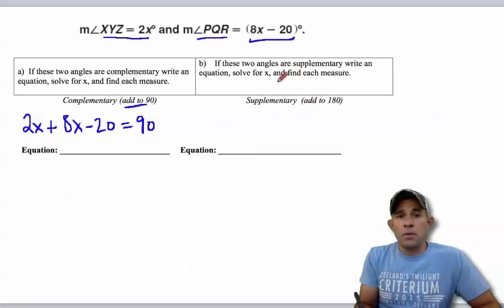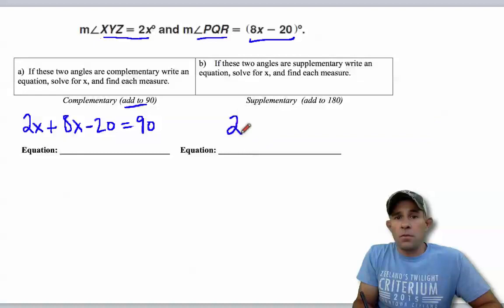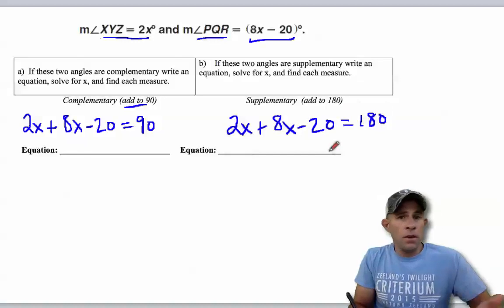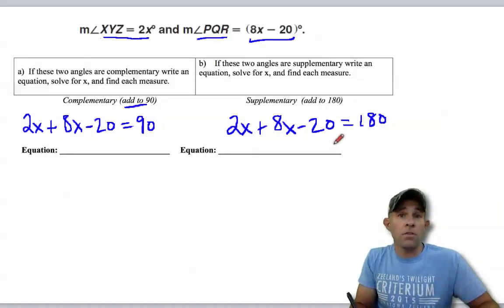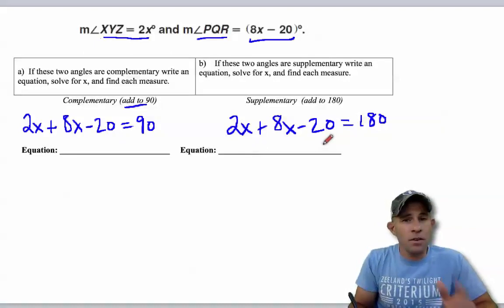In part B, I'm told that these two angles are supplementary. So let's write the sum of those two angles, 2x plus 8x minus 20, is equal to 180. From here, we're going to combine like terms, solve for our value of x, and find the measure of our two angles. Pause the video and try it yourself.